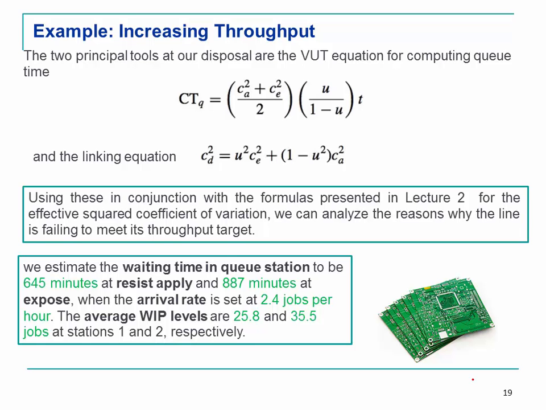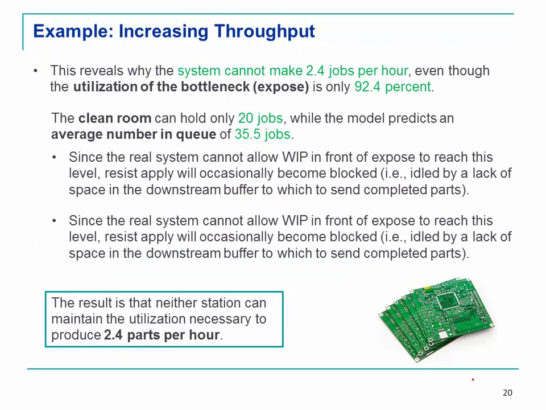Okay, so the average queue lengths are 25.8 and 35.5 at job stations 1 and 2 respectively. So basically, our current capacity is 10, and what this is saying is we need 35. Okay, so actually adding the second machine to the second station will not solve the problem. We will not be able to get to that level anyway.